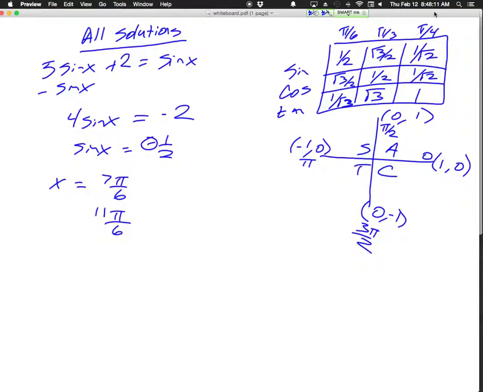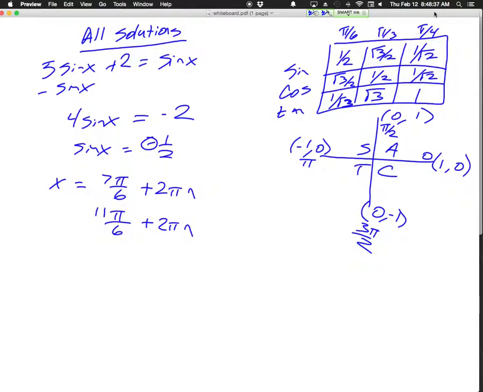Add or subtract 360. But I'm dealing with radians, so what are we going to add? We're going to add 2 pi. So we want to go plus 2 pi n. That n just represents, if I put a number in there, the number of revolutions I want to go around. So when you want to represent all solutions, you're going to go plus 2 pi n.